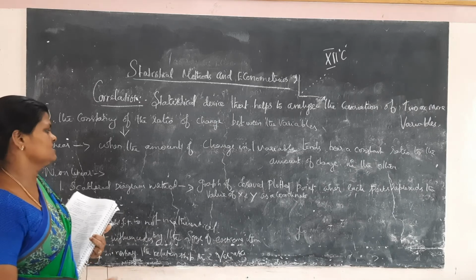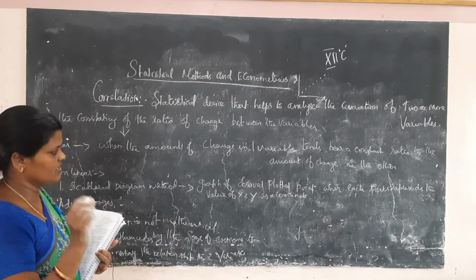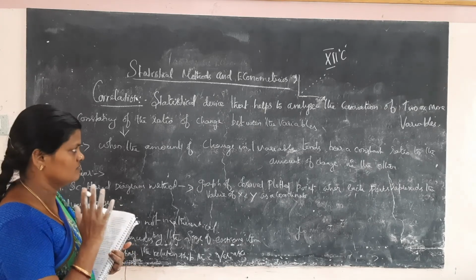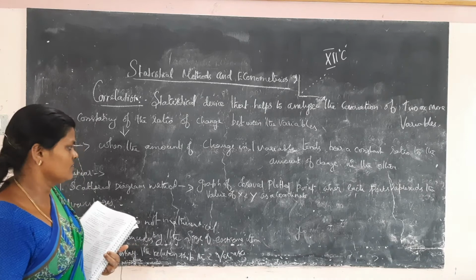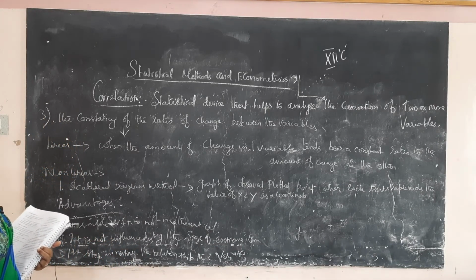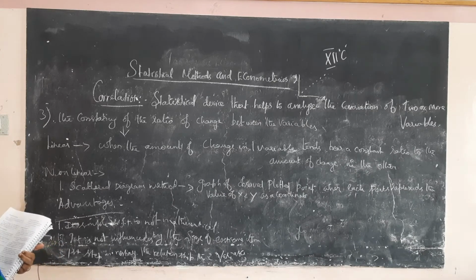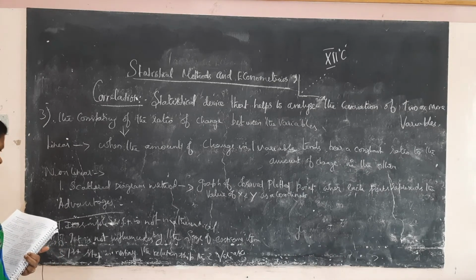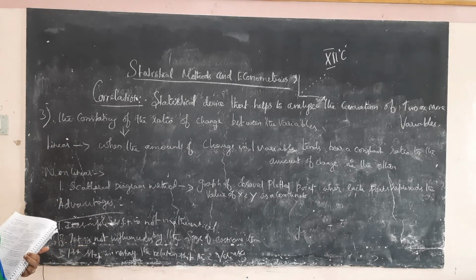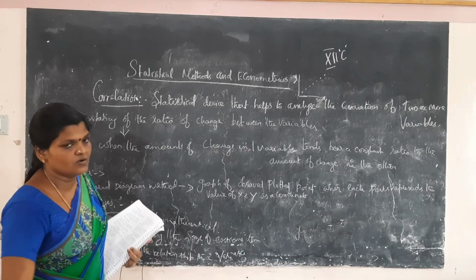Scatter diagram method means it is the graph of observed plotted points, where each point represents the x and y values as a coordinate. Advantages of the scatter diagram: it is simple and not mathematical. Second, it is not influenced by the size of extreme items. Next, it is the first step in testing the relationship of variables.